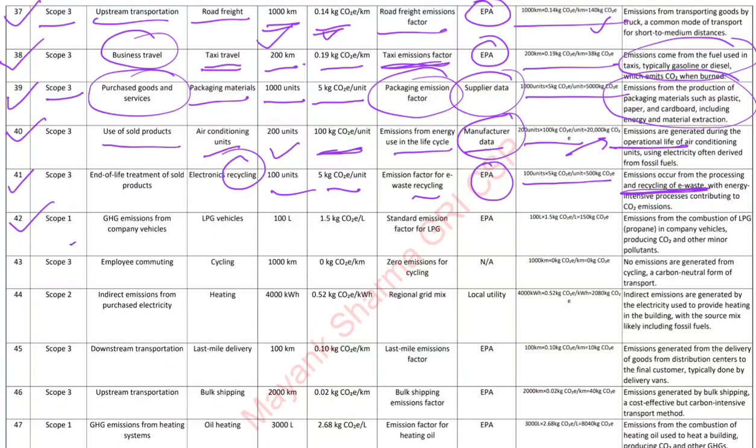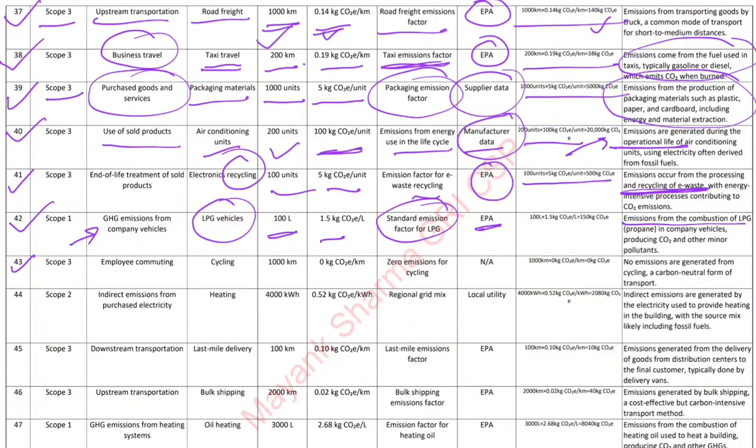Scope 1, again one example related to GHG emissions from company vehicles. We are utilizing an LPG vehicle, let's say 100 liters of LPG used. This is the emission factor. And now we are utilizing standard emission factors for LPG, let's say taking reference of EPA. Emissions from the combustion of LPG, propane basically, butane and propane in company vehicles producing CO2 and other minor pollutants.